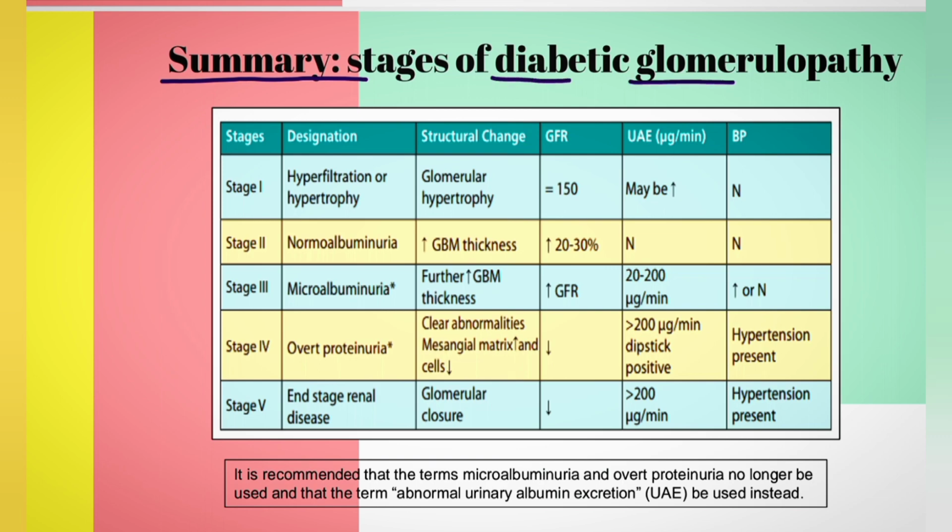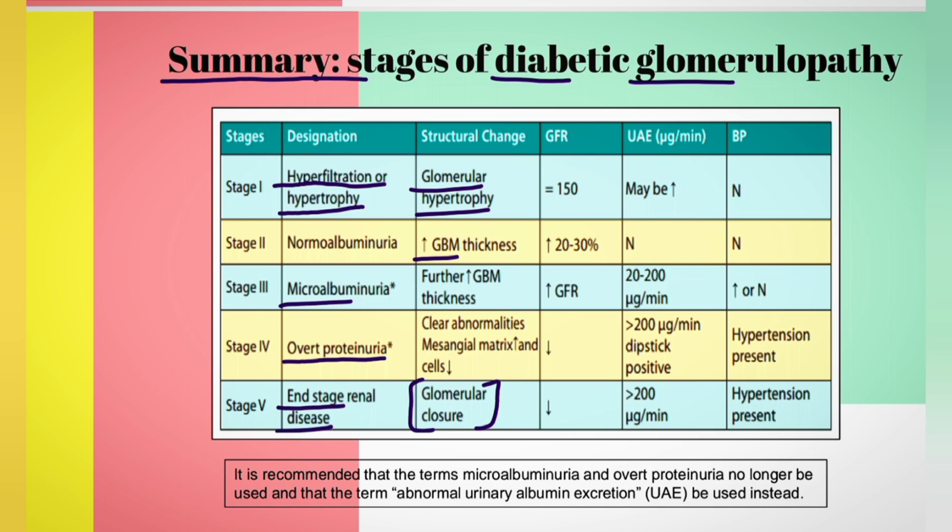So in stage 1 there will be hyperfiltration or hypertrophy, followed by normal albuminuria, then we will find microalbuminuria, and in stage 4 overt proteinuria will be seen, and ultimately the patient reaches end stage renal disease. In structural changes, initially there will be glomerular hypertrophy, then an increase in the glomerular basement membrane thickness, and in the final stage there will be closure of the glomerulus.